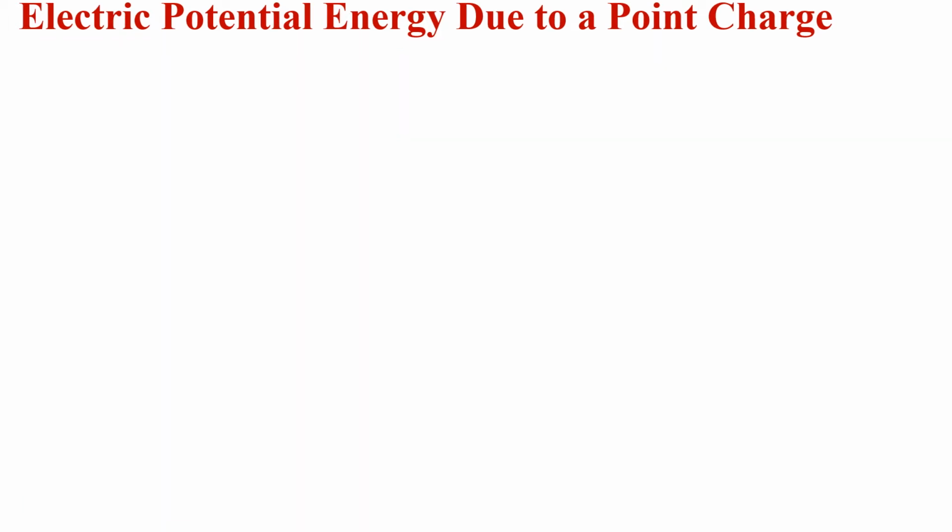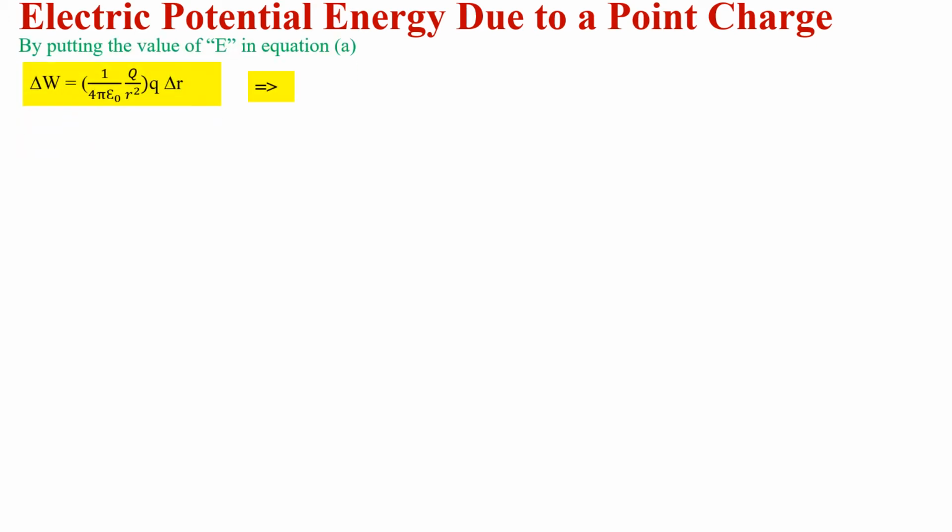By putting the value of E in equation A, we get delta W is equal to 1 upon 4 pi epsilon naught Q upon R square into Q delta R. We derived this value of E in the previous lecture, and we get delta W is equal to 1 upon 4 pi epsilon naught Q upon R square into delta R.